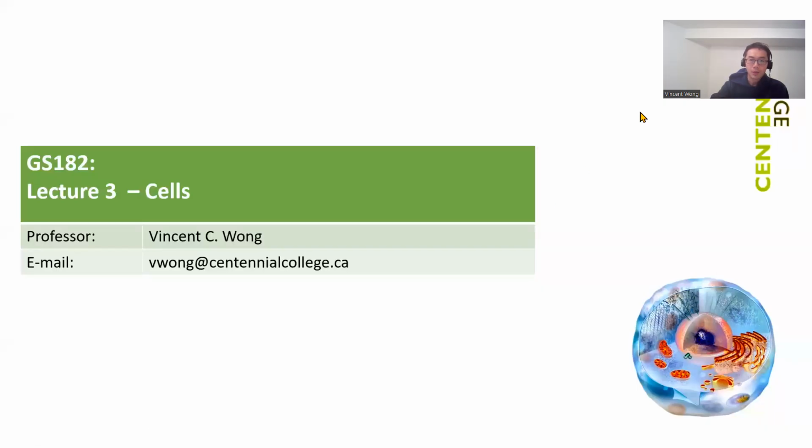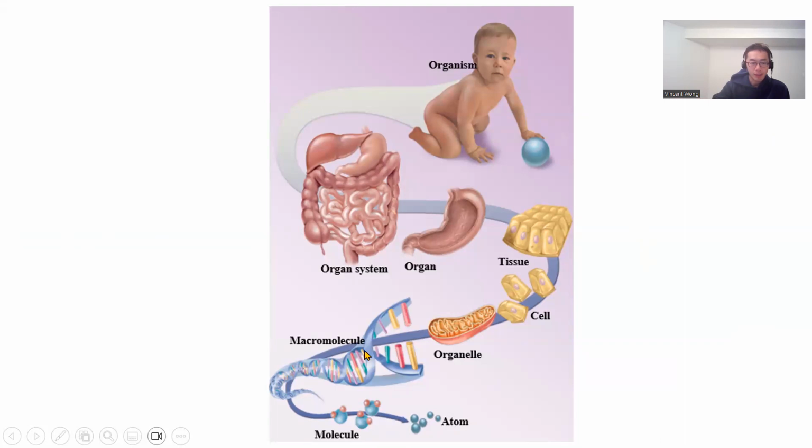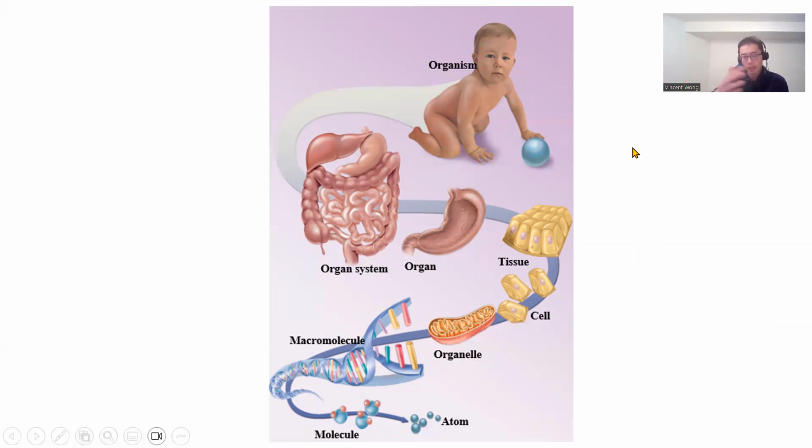All right, so we're gonna move on to lecture 3 today, which is about cells. So let's start with a basic introduction of what a cell is and what it does, and some properties of cells. Now, I just want to remind you that we are basically moving up this level of organization. We first saw this hierarchy in the first lecture, where we talk about characteristics of living things.